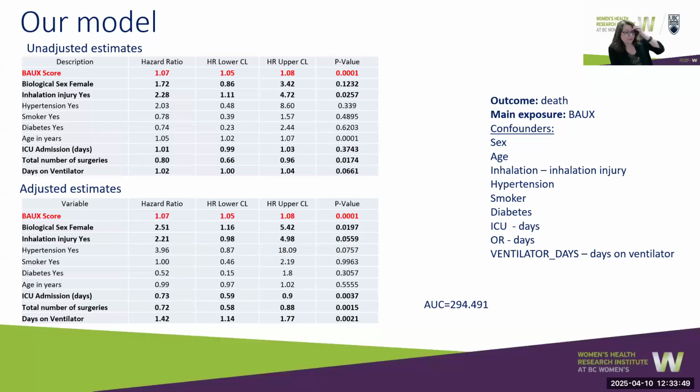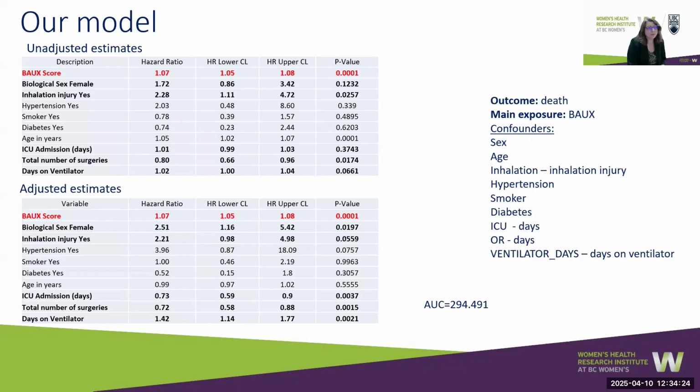But here, because it's coming from the actual analysis I did, and because it's time to event, I decided not to use 1 or 0. I decided to use actual days, because some people spend less time in ICU and some spend more time in ICU or on ventilator. For surgeries, it's the number of surgeries, how many times they had surgery during the stay. So here I show the unadjusted and adjusted estimates for the Cox proportional hazards model.